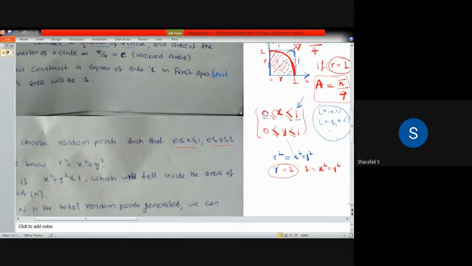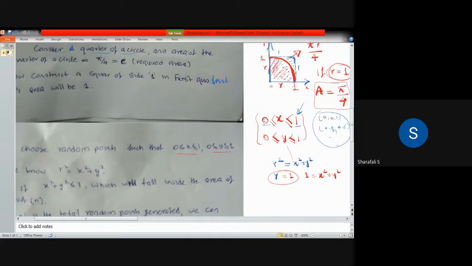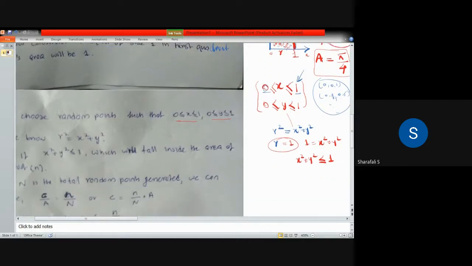And if you consider any point inside this circle, any point inside the circle from that n number of points, then x square plus y square has to be less than or equal to 1. Then all those points will be inside that circle. All those points will come within that circle if x square plus y square is less than or equal to 1. So again, I will repeat here.